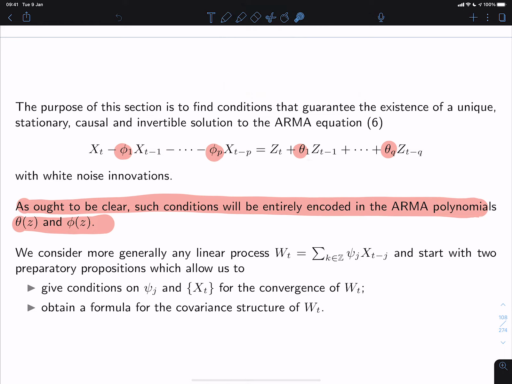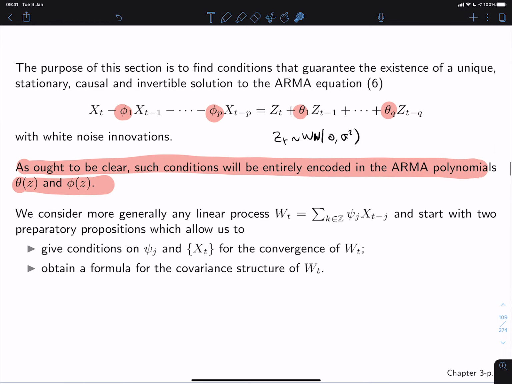And now it's not hard, as I said last week, it's not hard to see that the only thing that's going to matter here is, so the ZT are white noise, which means mean 0 and variance sigma squared. This sigma squared basically plays no role for the moment in our problem because it would always simplify. Intrinsically, it does not affect the behavior of the process. So the only things that matter are the parameters of your AR and MA polynomials.